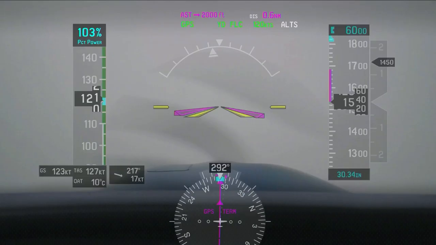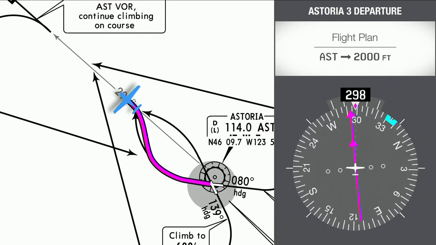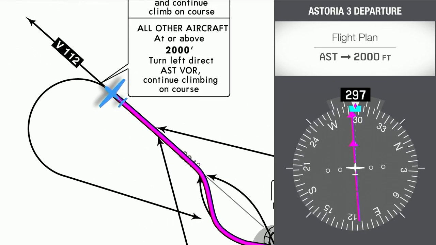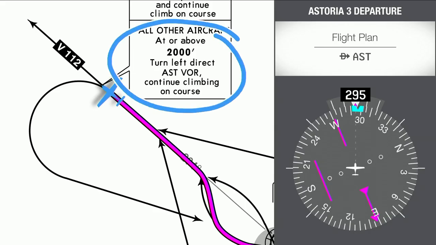So if we take a look at that, go back to the map again, this is where we are, right here. Our next track is to fly this radial outbound until we're at or above 2,000 feet. They give us a little bit of latitude here, at or above. And part of that is because if you're climbing much faster, let's say you're in a turbine aircraft, climbing at 3,000 or 4,000 feet a minute, you could still be so close to the VOR that there really is no practical way to get the airplane turned around and going back towards Astoria. So as a pilot, you do have to consider that.